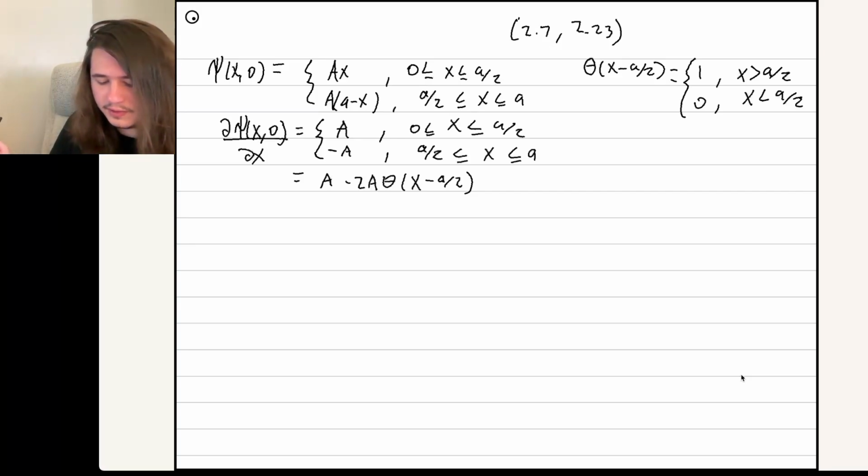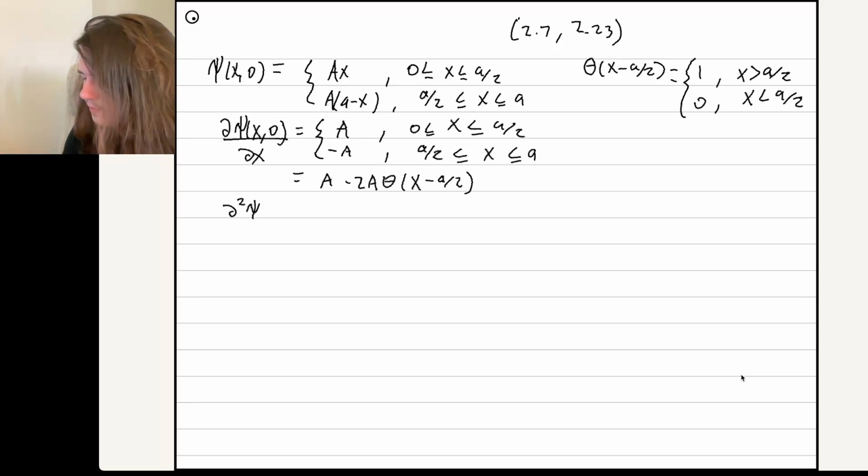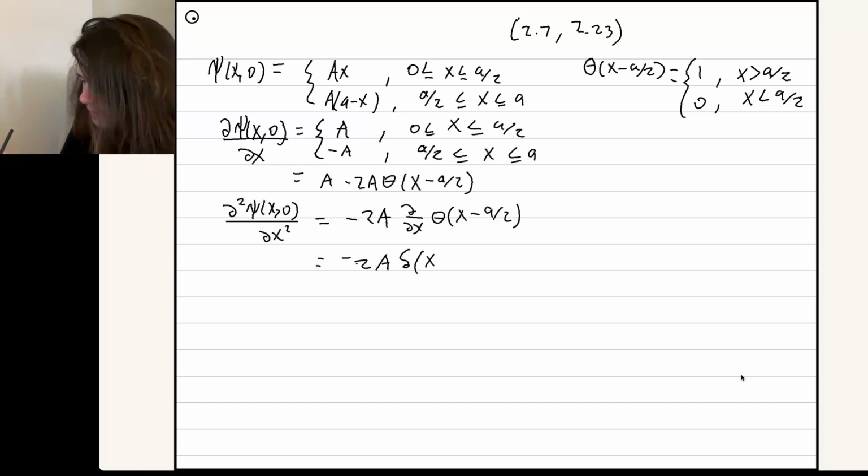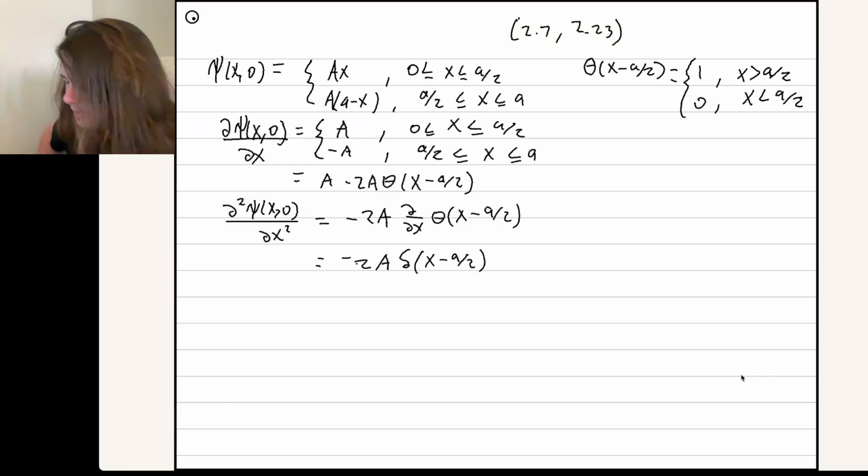The next thing that Griffiths has us do is take the derivative of this. So the second derivative of the initial wave function, which just ends up being minus 2a times the derivative of the Heaviside function. And we know from problem 2.23 that the derivative of the Heaviside function is the Dirac delta function. So we have a Dirac delta of x minus a over 2. Okay.